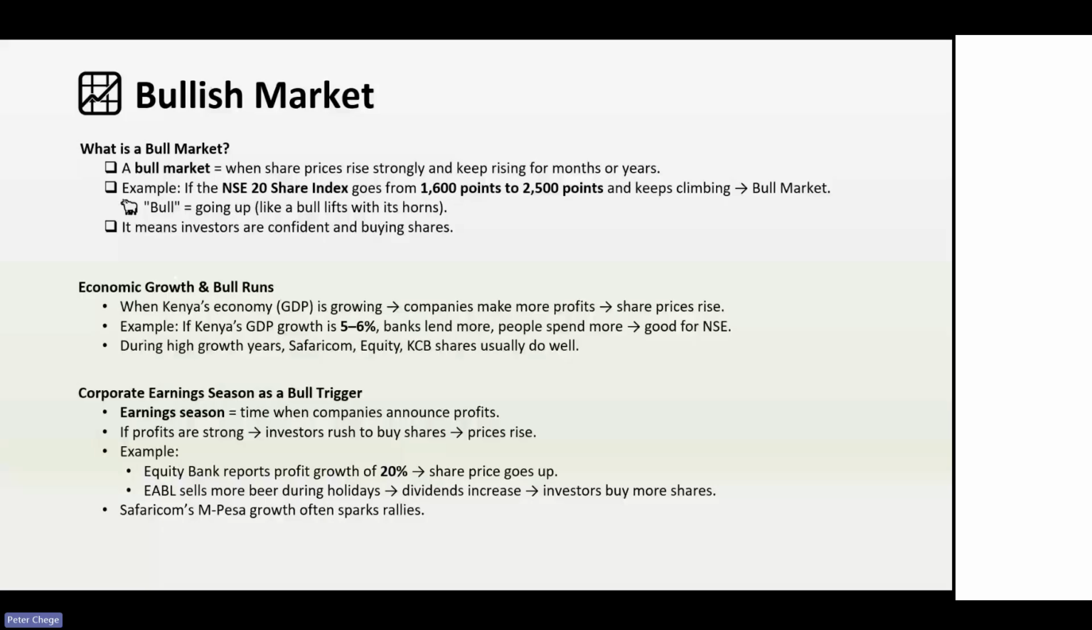Why? Because we as the investors now have that confidence with the companies which are making profit. Remember, they might give a dividend. So you want to buy and lock in your dividends early. So you push prices up. Again, banks will also lend more. People are also spending more, which means what? Companies listed at NSE are making sales, and that is good for NSE. So you find the market starts moving up.